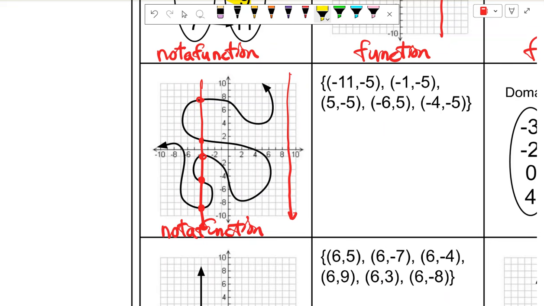The next one is a set of ordered pairs: -11, -1, 5, -6, and -4. That's all we have to look at, and there are no repeats, so this one is a function. All lowercase, no spacing.